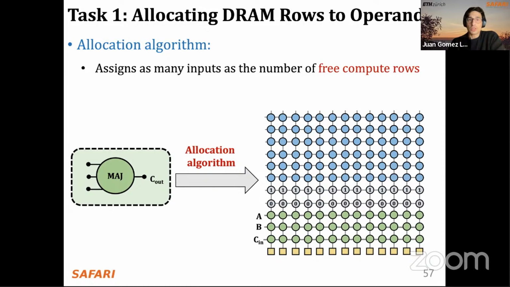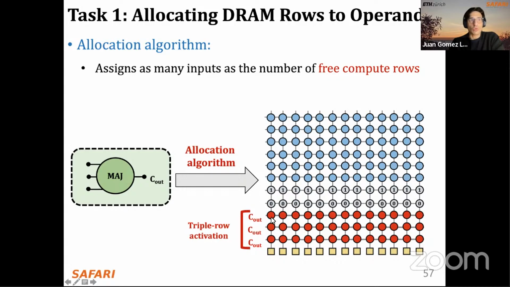What we would do is assign as many inputs as the number of free compute rows we have. If we eventually have more input operands in our operation, we will have to use some of the data rows to store the operands, and we will copy the operands to the compute rows when they are going to be used. So after allocating, we can execute this triple row activation.